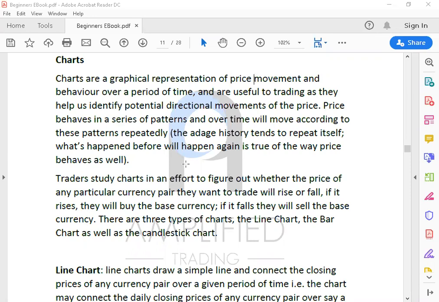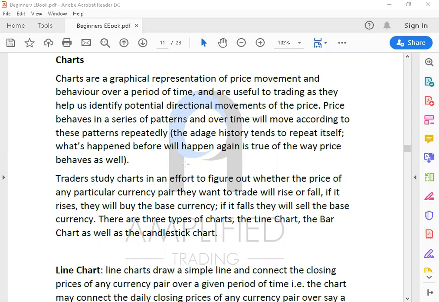Let's say we're looking to buy the USD ZAR. So when we're saying we're buying the USD ZAR, we're buying the USD, which is the United States dollar, and we're selling the South African rand. Because if we're buying, then we're buying the base and selling the quote, and therefore we're anticipating the rise of the United States dollar in comparison to the South African rand.